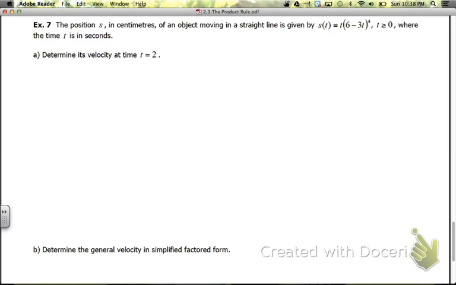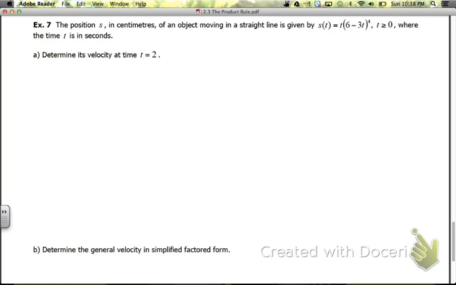So now in example 7, the position S in centimeters of an object moving in a straight line is given by S of t equals t times (6 minus 3t) to the power of 4, where t is greater than or equal to 0, where the time t is in seconds. It makes sense that t needs to be greater than 0 because we're talking about time. In part A, we want to determine its velocity at time t equals 2.